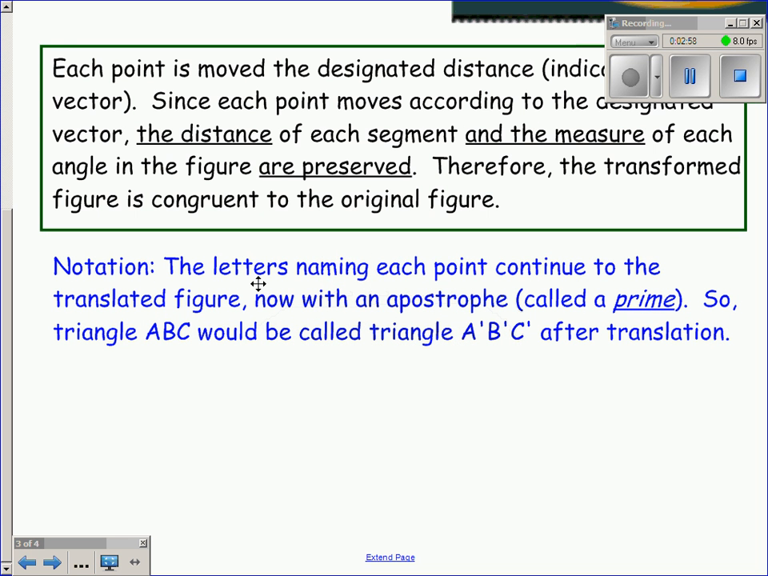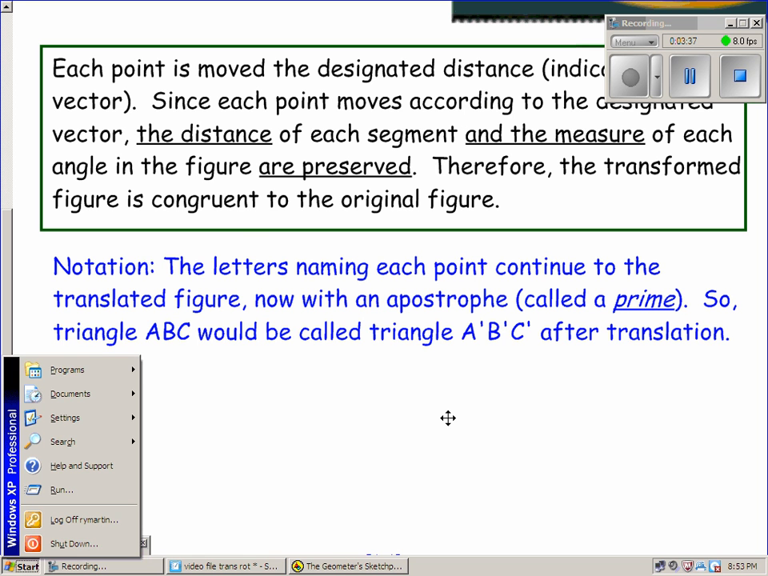All right, notation-wise, this is important. The letters that name each point in your figure continue to that translated figure, and now there's an apostrophe after them. That apostrophe is called a prime. So if I had triangle ABC and translated it, I would now call it triangle A prime, B prime, C prime. If I chose to then translate triangle A prime, B prime, C prime, it would become A double prime, B double prime, and C double prime, which would just look like two apostrophes after that figure. And I think you get the pattern from there.